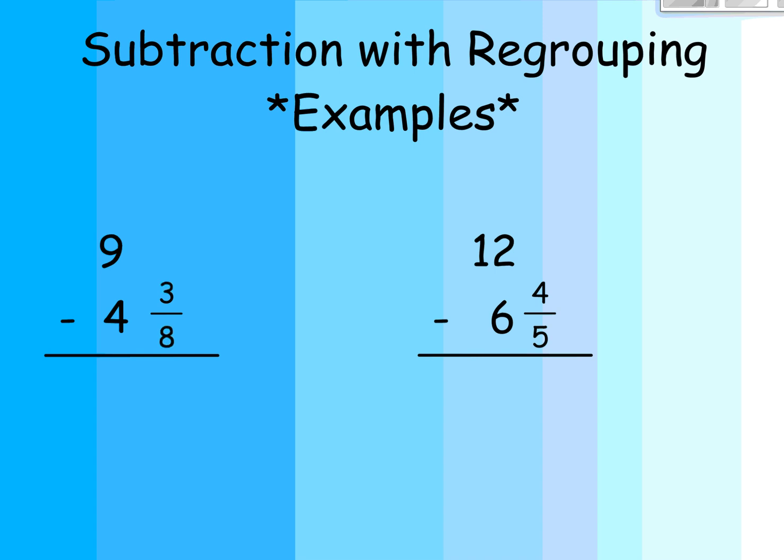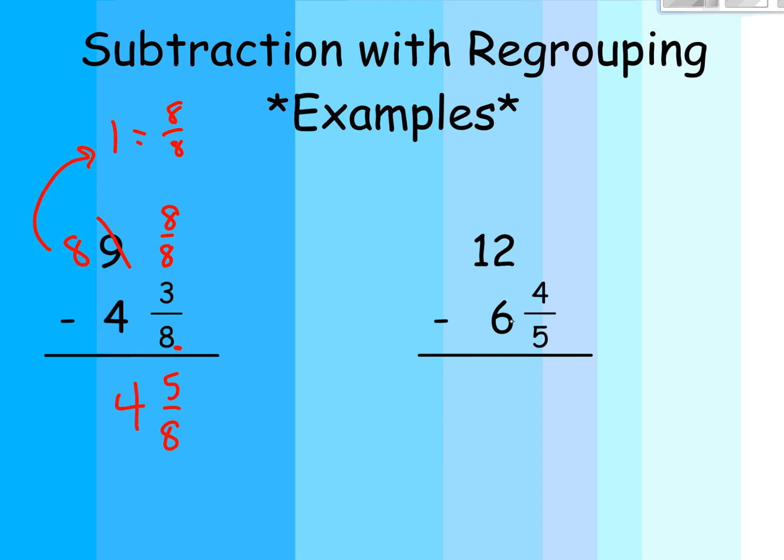Now here it is without the model. 9 minus 4 3/8. Well, I'm going to change this to an 8, changed it by 1. This time I'm going to call it eighths. So I'm going to call it 8/8 because that's what 1 whole is. 8/8 minus 3/8 is 5/8. 8 minus 4 is 4. So 9 minus 4 3/8 equals 4 5/8.